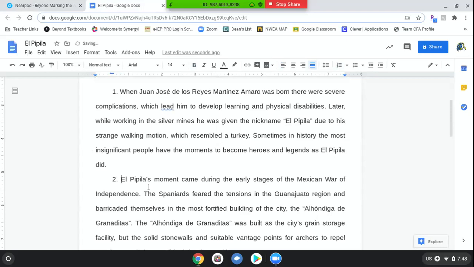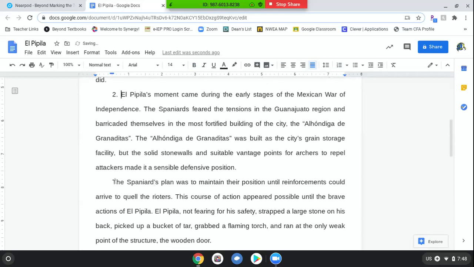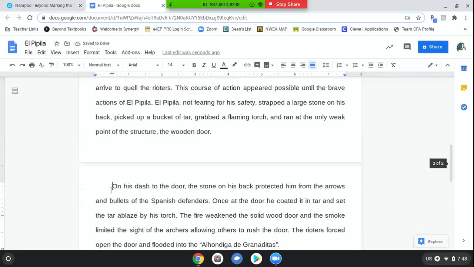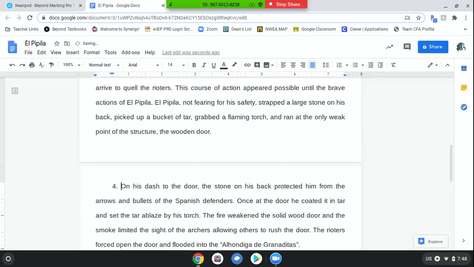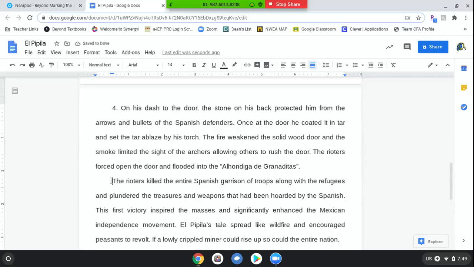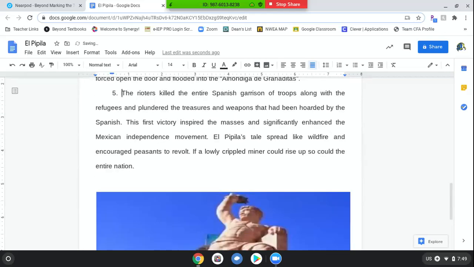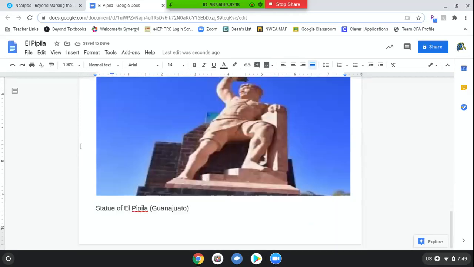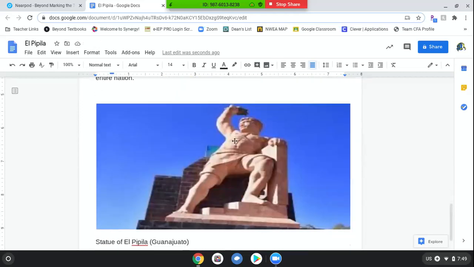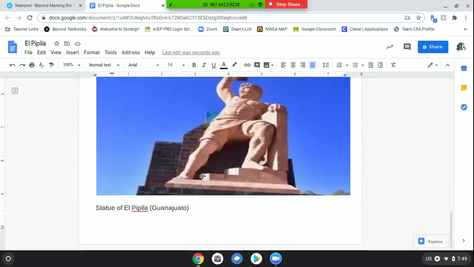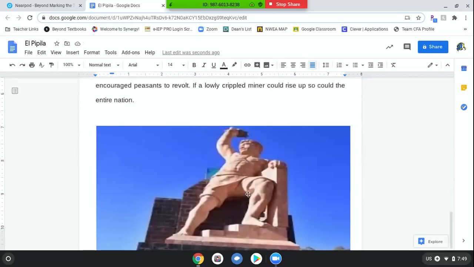2 is El Pipila's moment. 3 is the Spaniards. 4 is on his dash. 5 is the rioters. And that's it. There's only 5 paragraphs, and this is actually a statue of El Pipila, which can be found in Guanajuato.